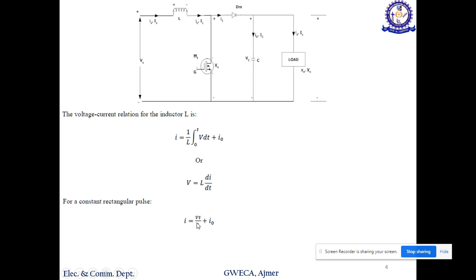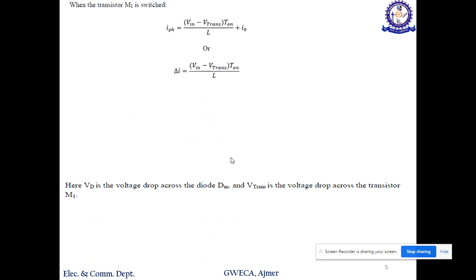I is given by Vt by L plus I naught. Very simple mathematics. So when your transistor is on, your current I peak is given by the input voltage minus the drop across the transistor. Its drop is almost negligible. The drop across the transistor is almost zero.